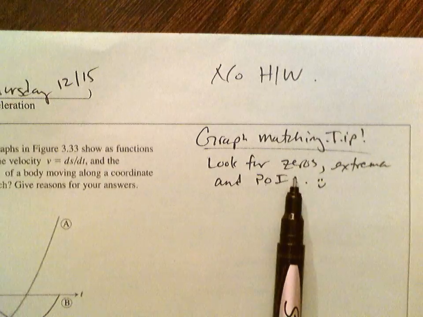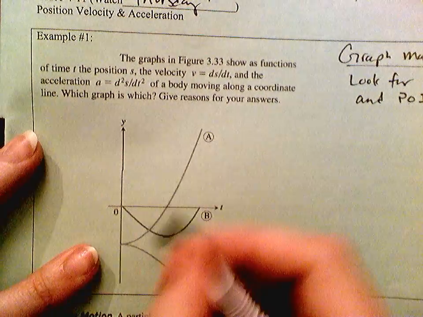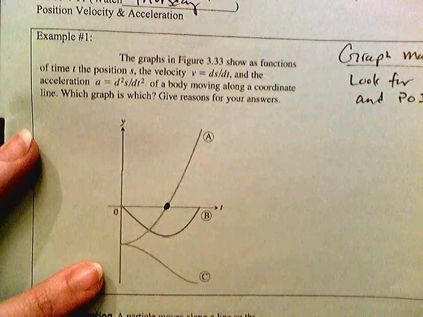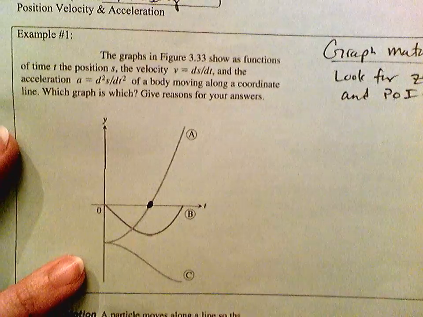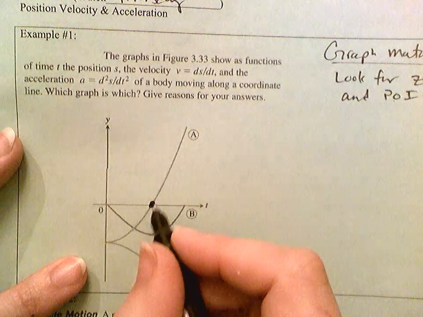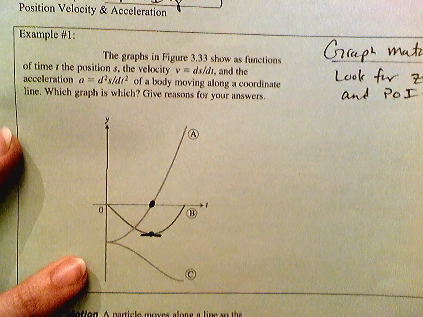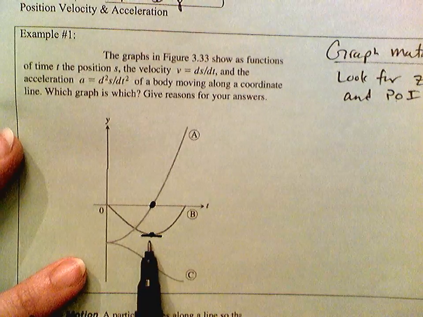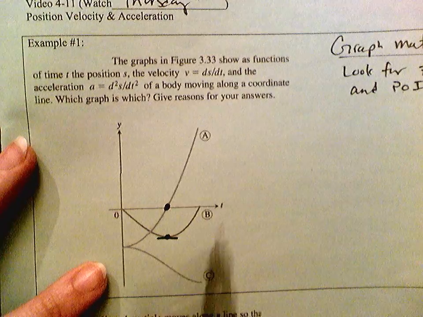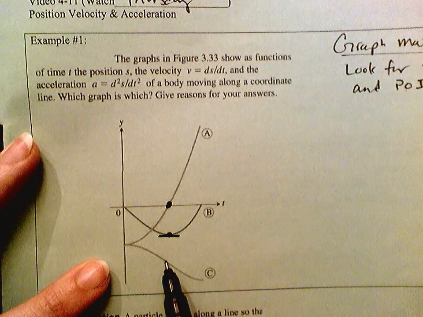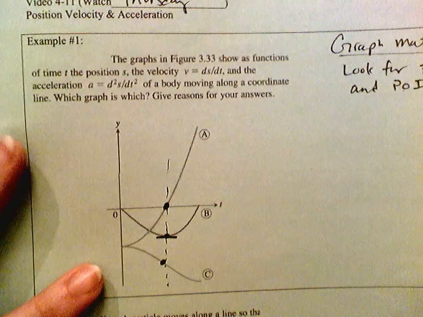So I'm going to look for zeros. And I see in graph A, I've got a 0 right there. I'm going to look for extrema. I see a local extrema right there. That tangent line is 0. And then I'm also going to look for points of inflection. I see a point of inflection right about there. And guys, you can see those are all lined up right there.